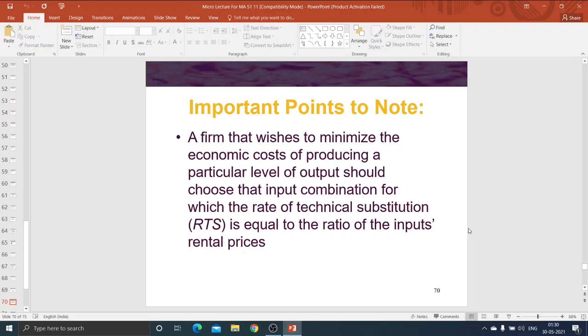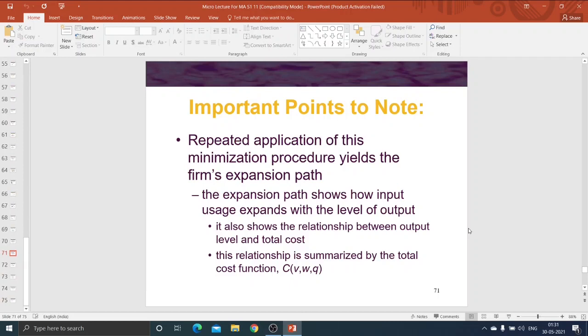A firm that wishes to minimize the economic cost of producing a particular level of output should choose that input combination for which the rate of technical substitution, the RTS, is equal to the ratio of the input rental prices. Given all these points, we can conclude that repeated application of this minimizing procedure yields the firm's expansion path. The expansion path shows how input usage expands with the level of output. It also shows the relationship between output level and cost.